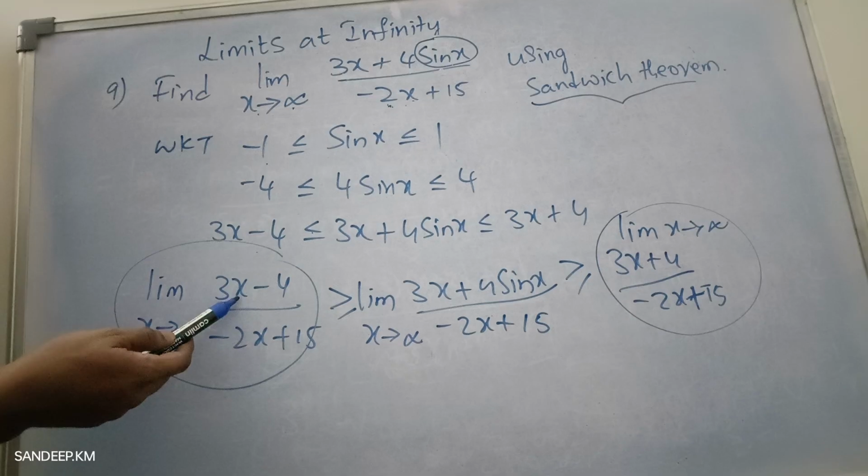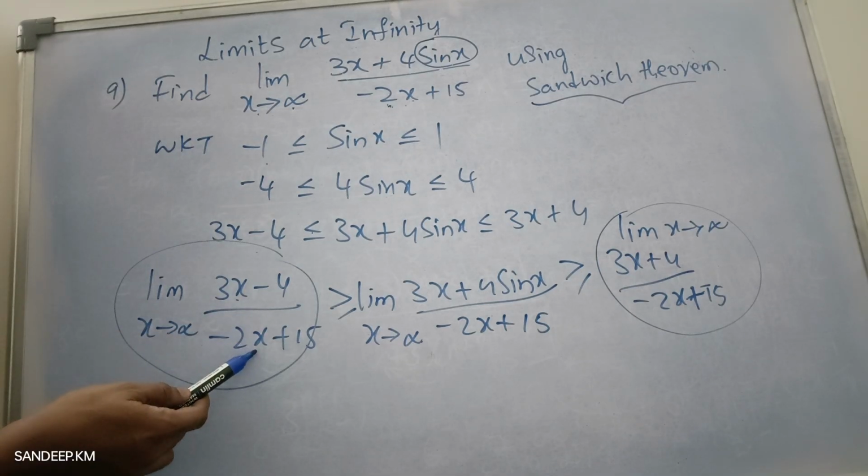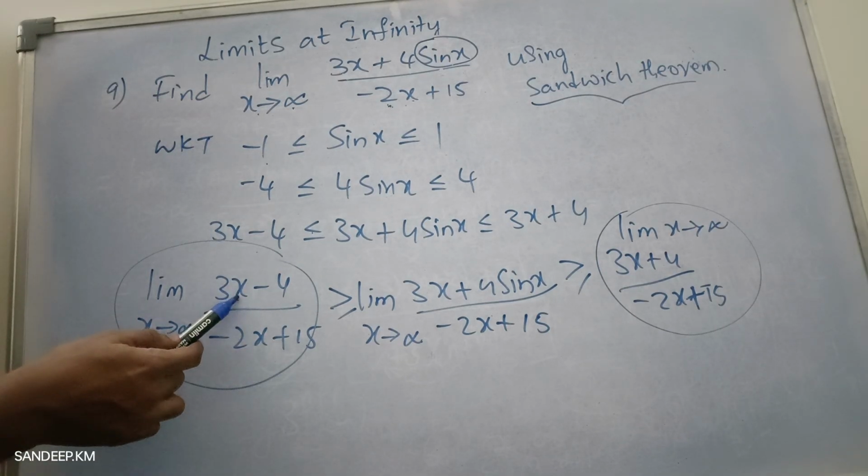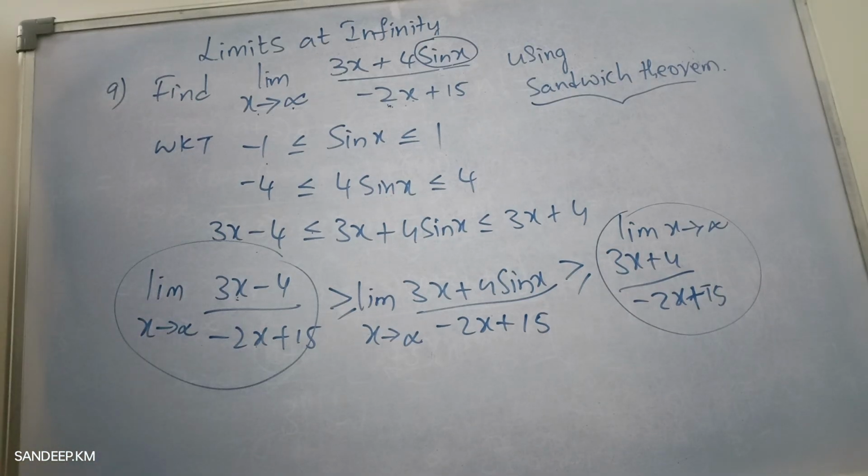The numerator is a polynomial, the denominator is a polynomial. The degree of the numerator is the same as the degree of the denominator. So what is the answer? The x coefficient 3 divided by the x coefficient minus 2. Correct or not? Greater than or equal to, this is our question. Greater than or equal to.